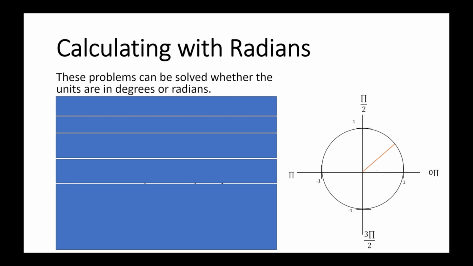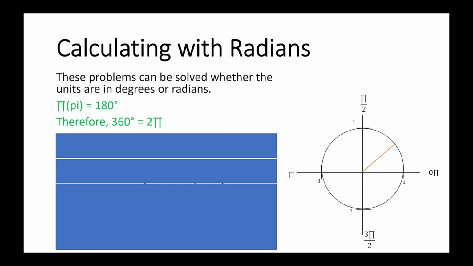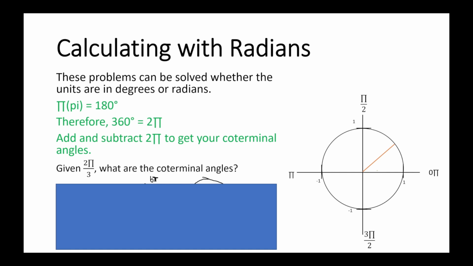Now, you can do the same thing not only with degrees, but also with radians. With radians as well, we have 0, pi over 2, pi, and 3 pi over 2. So just remember how you can convert between radians and degrees. Radians: 180 is the same thing as pi. So 360 is 2 pi. All right, so if we added and subtracted 360 degrees, we can add and subtract 2 pi to get our coterminal angles.